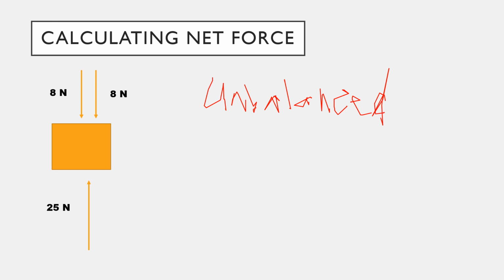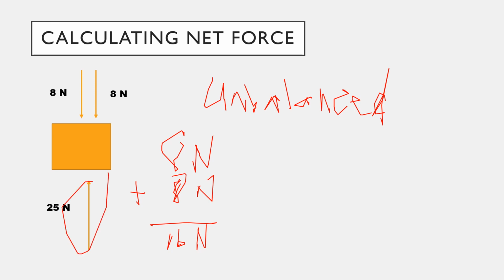Okay, next. Since there are 2 forces that are the same, you need to add them first. So you have here 8 Newton. Since they are in the same direction, you need to add 8 Newton plus 8 Newton. I'm going to make it clear. 8 Newton plus 8 Newton is equivalent to what? 16 Newton. After that, there is still a force below here, which is 25 Newton.